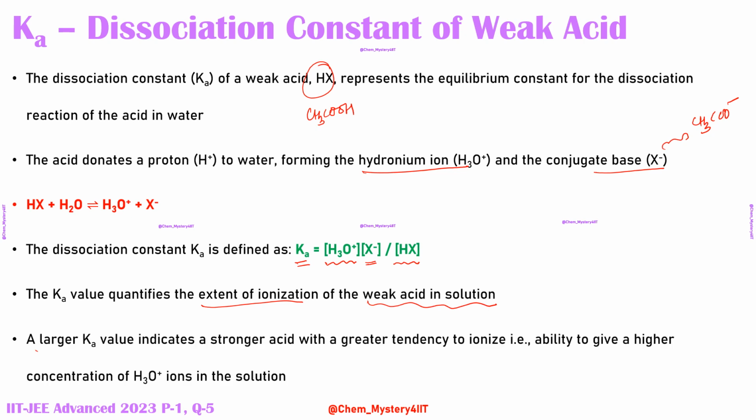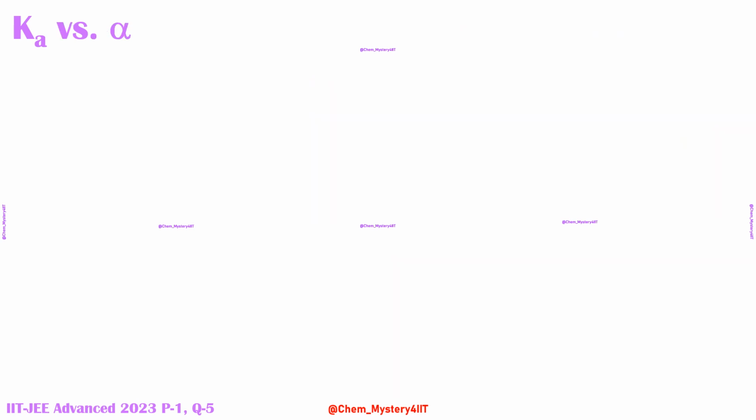If you have larger value of Ka, that means stronger the acid is, which means there is a greater tendency to ionize, which is going to produce greater concentration of hydronium ions in the solution. That is how Ka should be read. Ka is related. We all JEE Advanced students are very well aware of that, what Ka is, how does it compare with the hydronium ion concentration or with the alpha.